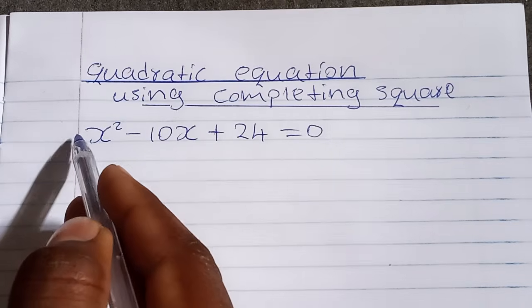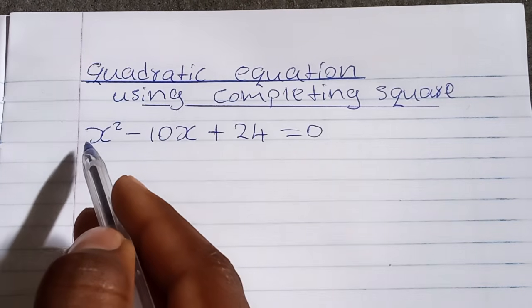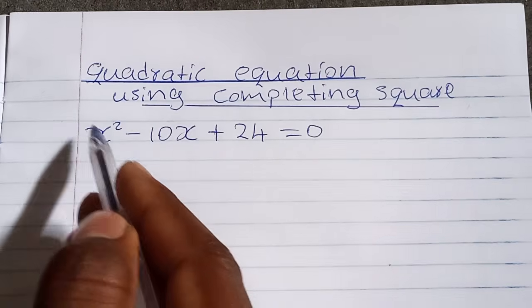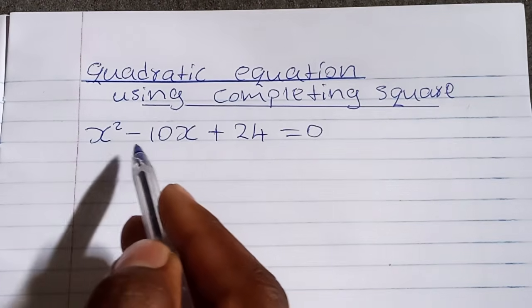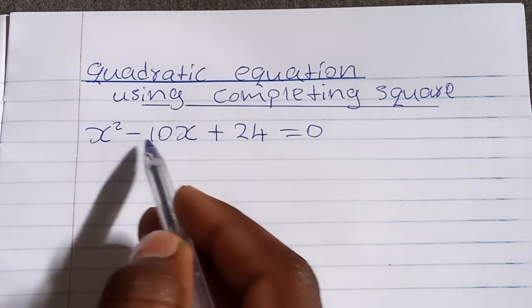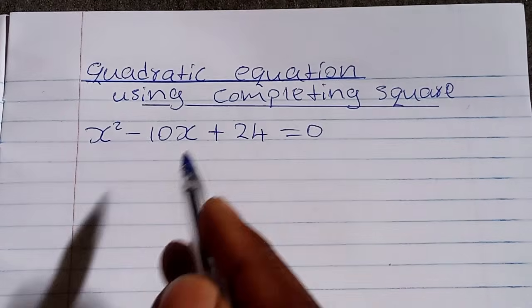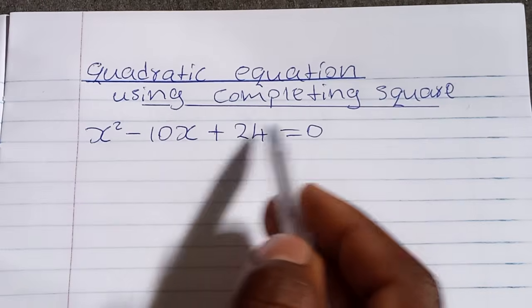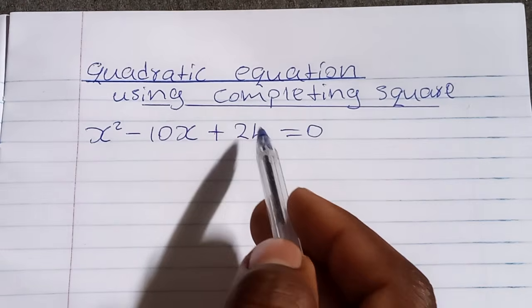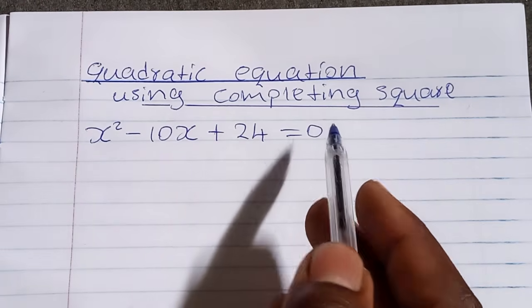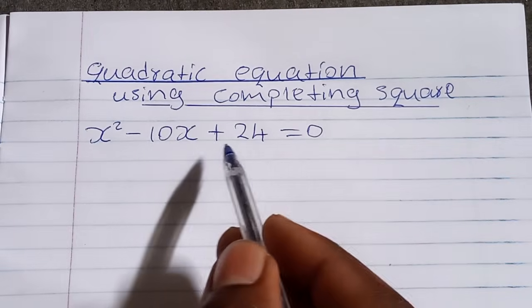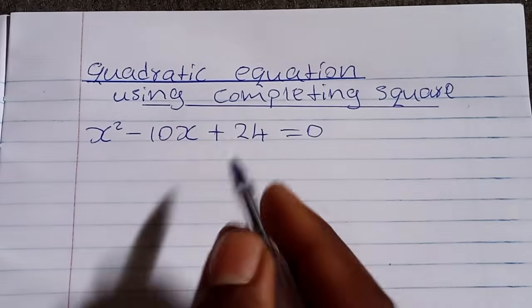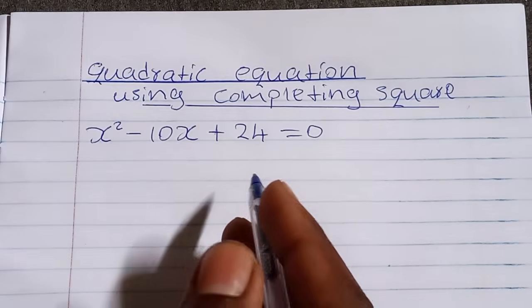So if there was a 2 here, we would have said over 2, so that the 2 and 2 cancel. Then you apply the same 2 to the rest. That's all. You also make sure that the constant, 24, crosses the equal sign. The constant should always stand alone. So let us solve this simple example so that you understand what I'm talking about.